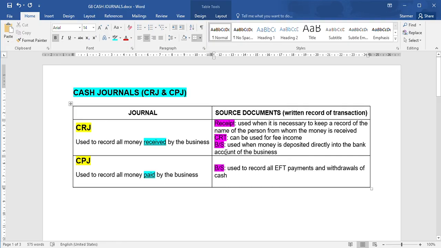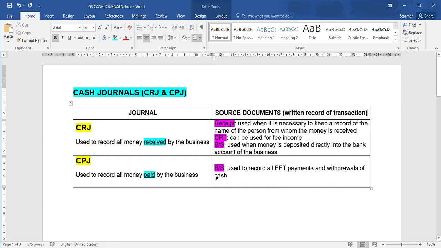The third option here is your bank statement, BS. That's used when money is deposited directly into the bank account of the business. So if someone transfers money to you by EFT, that will get recorded on the bank statement, and when you get your bank statement, you will see that transaction there, and you will be able to record it into your cash receipts journal. For your cash payments journal, there's only one source document here, and that is your bank statement.